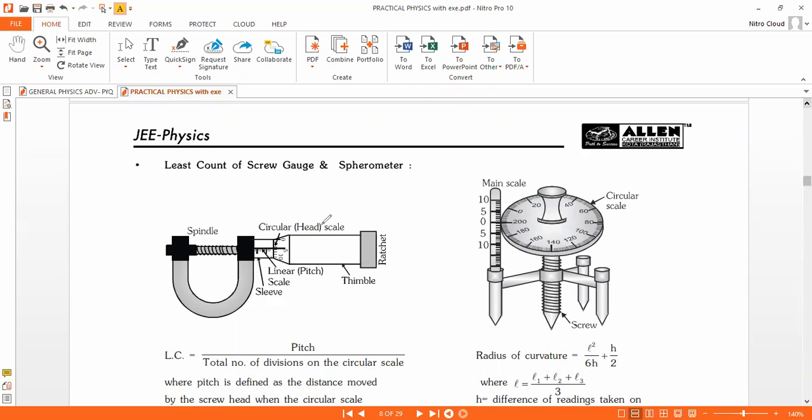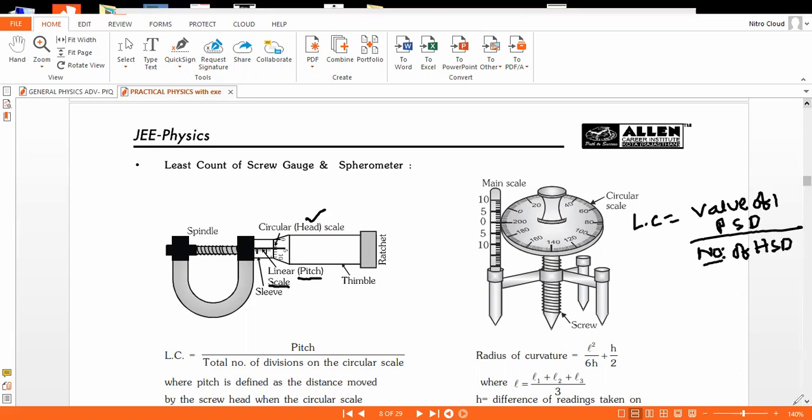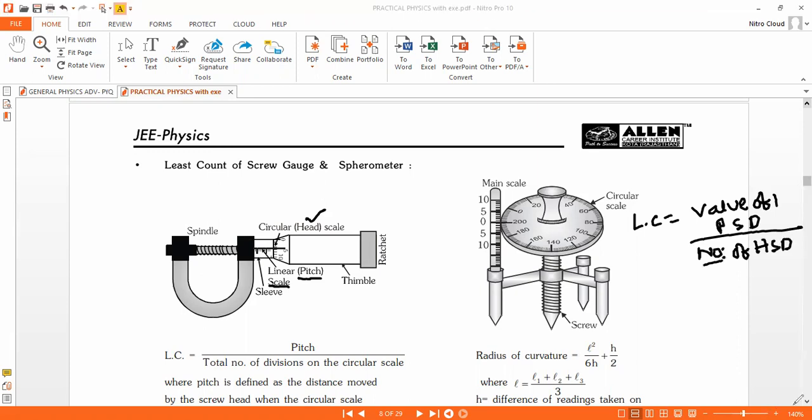This we can call the head scale. This one. And this can be called the pitch scale. Now, these two are the most important: the head scale and the pitch scale. Here also, least count is the value of one pitch scale division to the number of head scale divisions. This head scale can also be called the circular scale because we can rotate it.